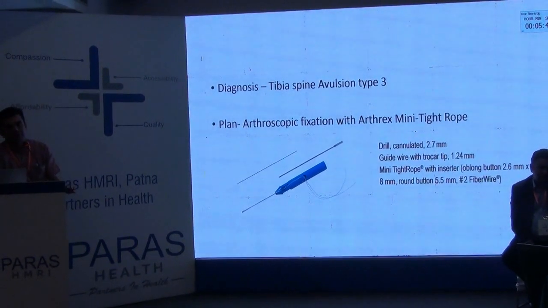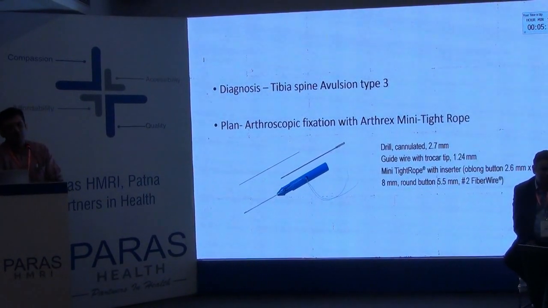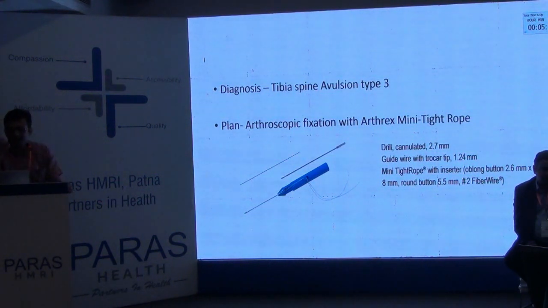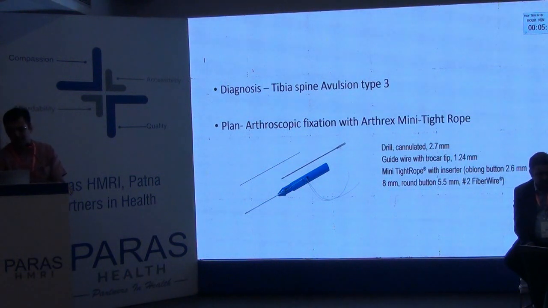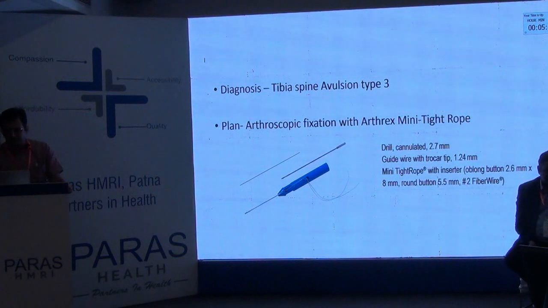For the tibial spine avulsion fracture, arthroscopically you have a suture lever technique. A lot of fiberglass tape can be used. But if there is a large bone chunk, then Arthrex has a mini tightrope, which is normally advisable for ankle joint injuries. But we have used this Arthrex mini tightrope. It has a small 1.24 mm guide wire and just a 2.7 mm drill bit.